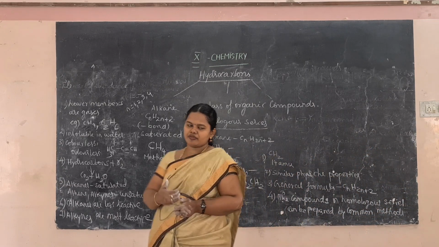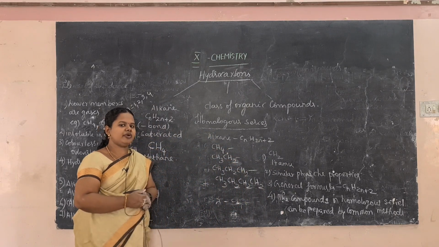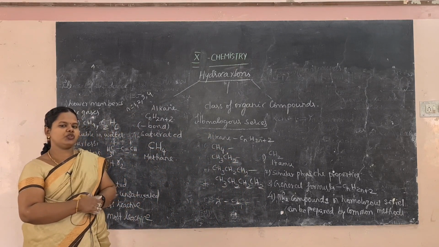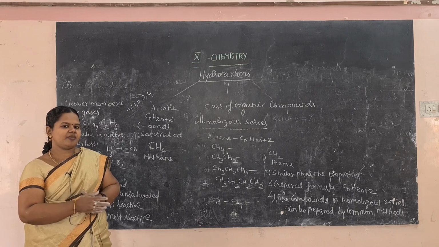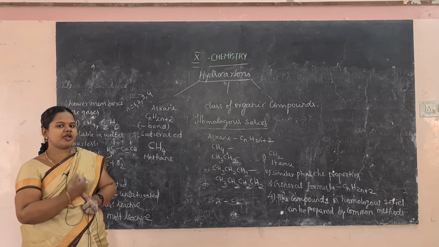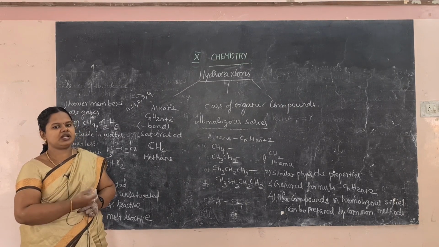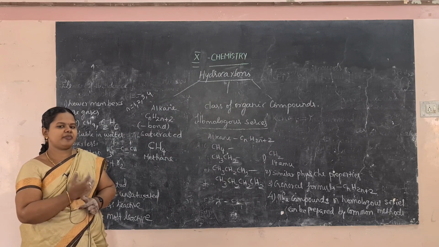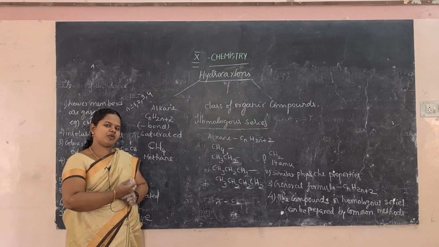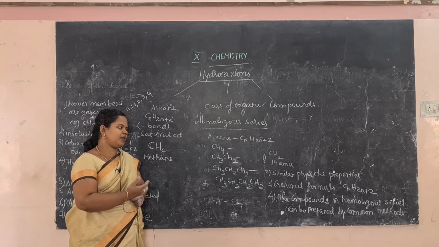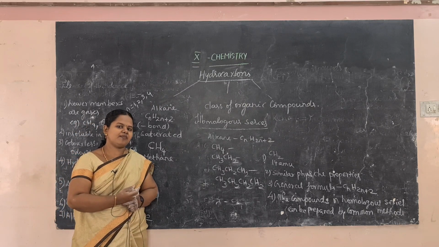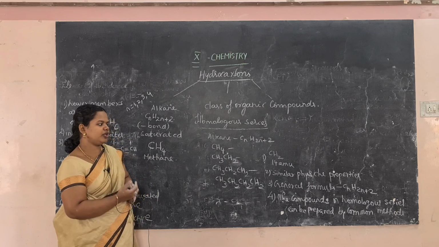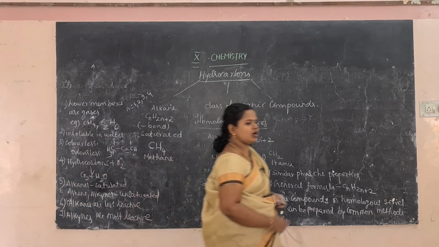Each member of the series, the preceding or the succeeding member, will differ by a CH2 group with a molar mass of 14 atomic mass units, and they will be prepared by a common method. They will have similar physical and chemical properties, and each member of the family is represented by a general molecular formula. For example, alkane: CnH2n+2. These are some of the postulates of the homologous series.